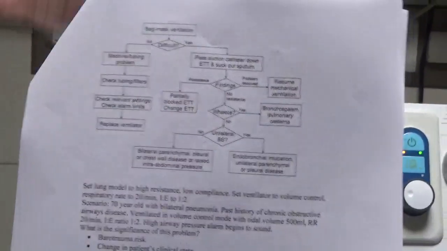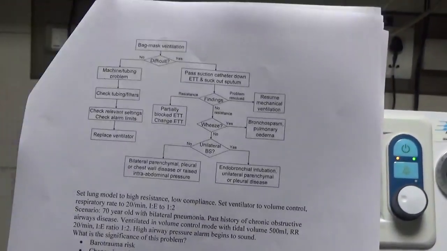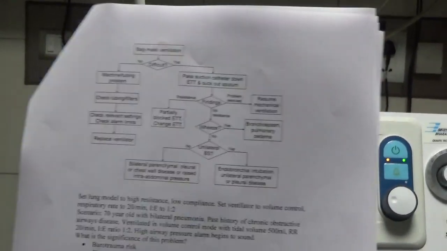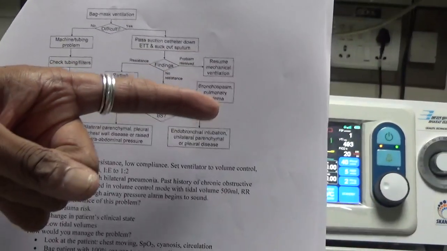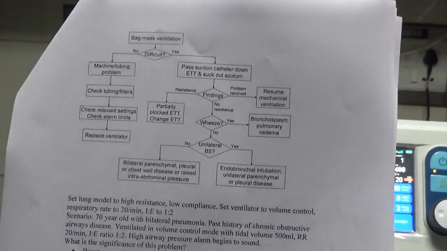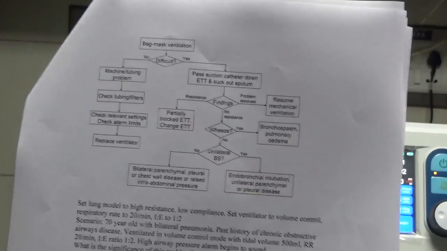If there is no resistance, then you check for auscultation with a wheeze. If a wheeze is present, it could be bronchospasm or pulmonary edema, for which then you will need to give either nebulization or diuretics.